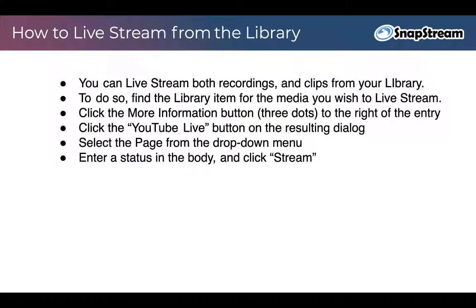So let's talk about how to live stream from the library. You can live stream both recordings and clips from your library. To do so, simply find the library item for the media you wish to live stream, click the More Information button to the right of the entry, which is the three dots. Click the YouTube Live button in the resulting dialog window, and then select the page that you would like to stream to, and fill in the status and the rest of the other categories, and then you simply click Stream. So let's take a look at what that looks like.